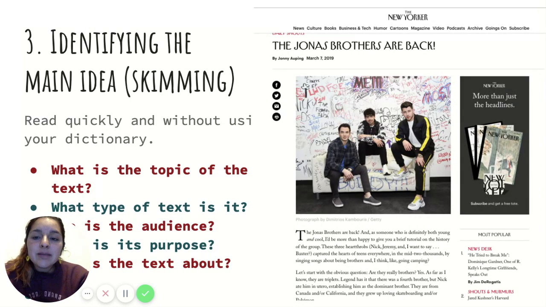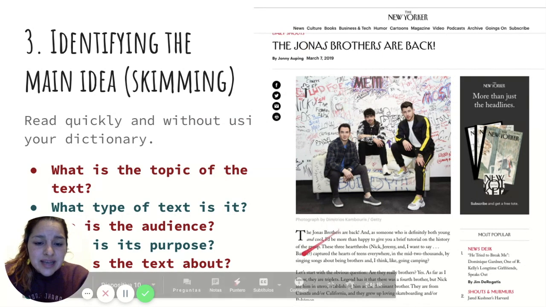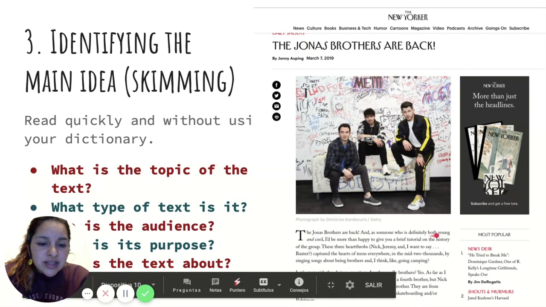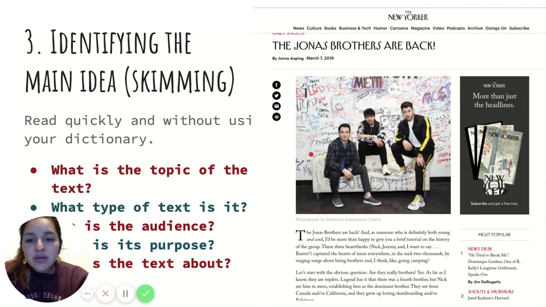Number 3, identifying the main idea. And here we use skimming as well. Here you're going to actually read the text, but very quickly, maybe the first line, the closing line of the paragraph, and any other important information. And when we're doing skimming, this is a quick read-through, without using a dictionary. That is very important: when we are doing skimming and getting the main idea of the text, we do not use the dictionary. I don't stop the reading. I just read most of the ideas very quickly.